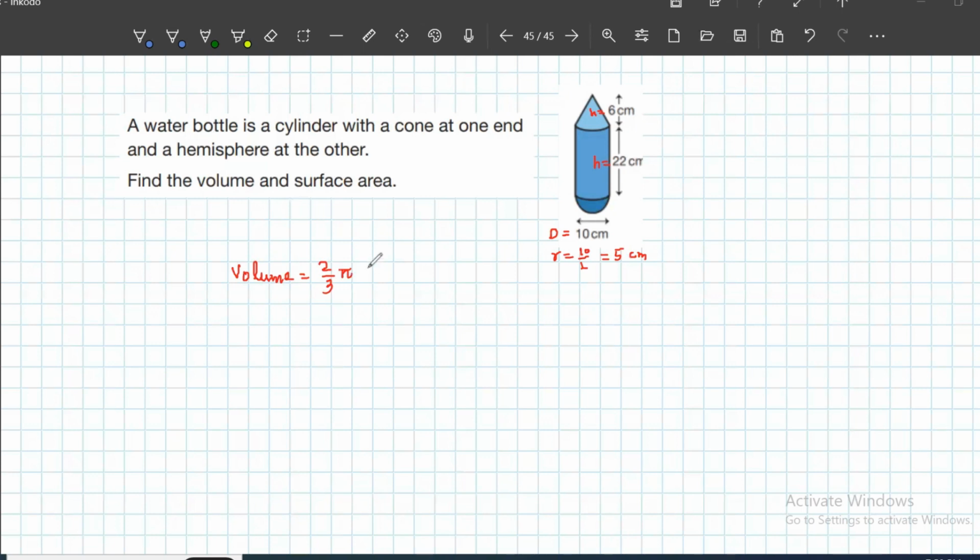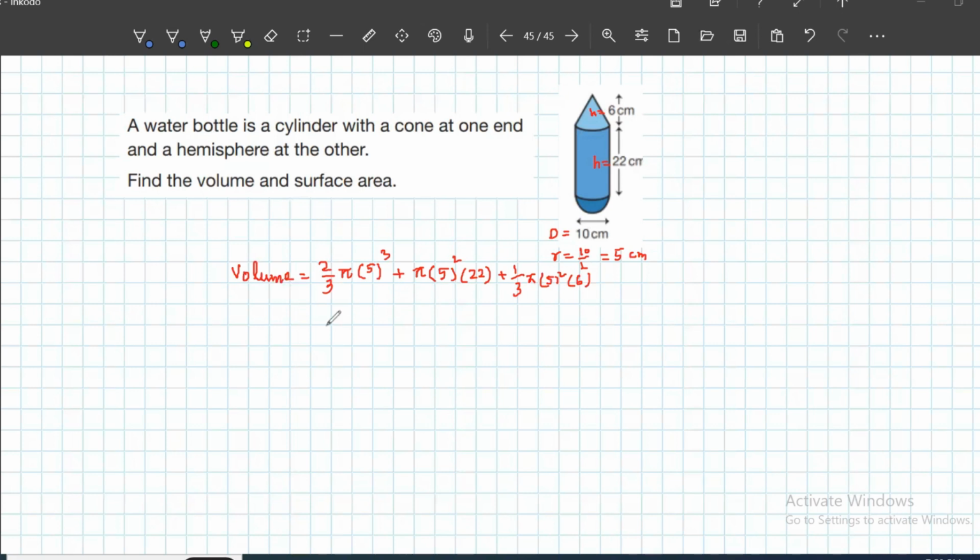So r is 5, and then volume of cylinder is pi r square h. r is the same for the cylinder, the cone, and the hemisphere. So pi times 5 squared, height of the cylinder is 22, and then plus the volume of the cone, which is 1 over 3 pi r square h, where h, the height of the cone, is 6.